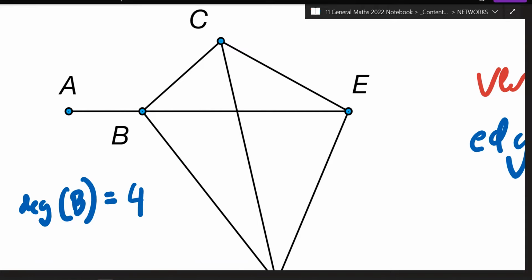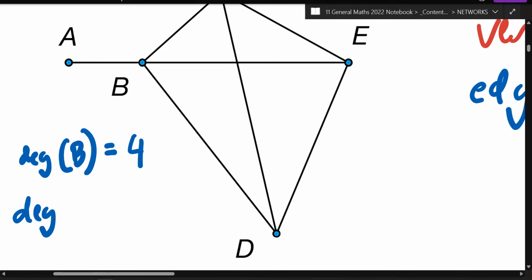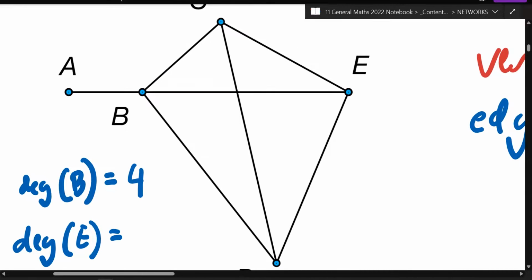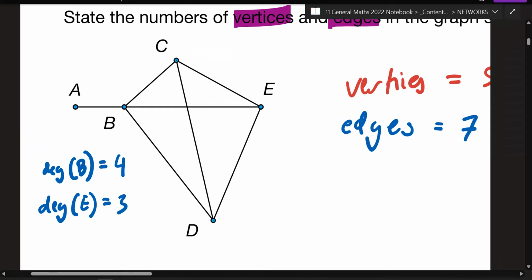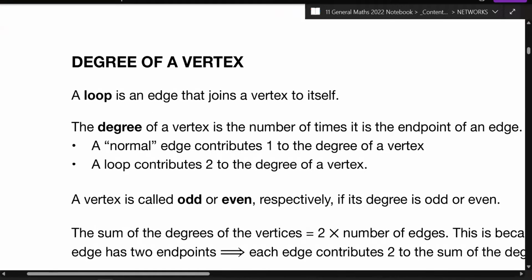If I ask you the degree of E, what would that be? Fahad, what would you say? How many lines connect to E? Good. So the degree of E would be 3. Long story short, all this part is talking about is how many lines connect to a vertex.